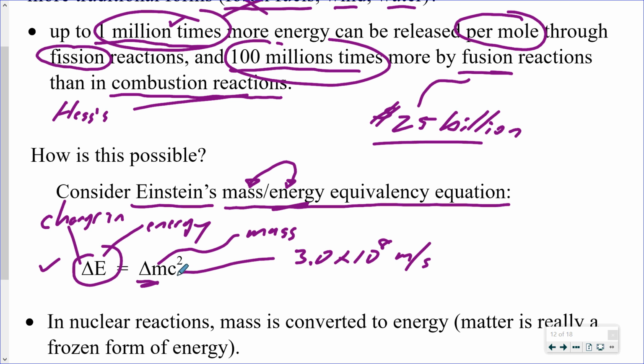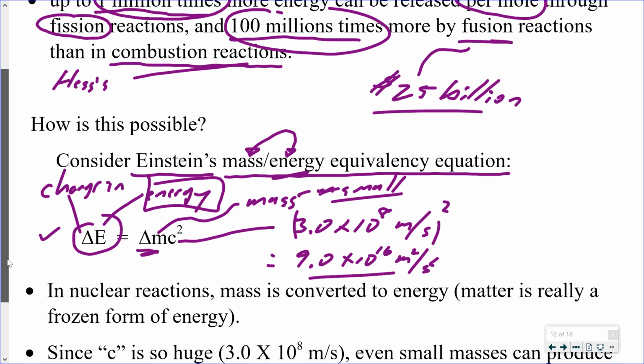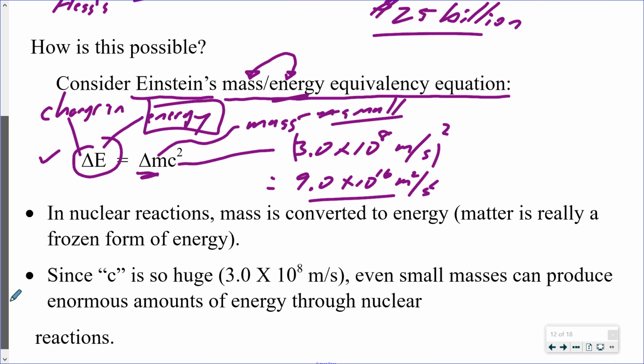And it's not only this number, it's this number squared. So we need to take this and square that, and that now gives us 9.0 times 10 to the 16 meters squared per second squared. So you take a big number like this and even multiply it by a very small mass, and that gives us a very huge number in terms of the amount of energy that is released, energy that can be used to turn turbines and generate electrical energy.